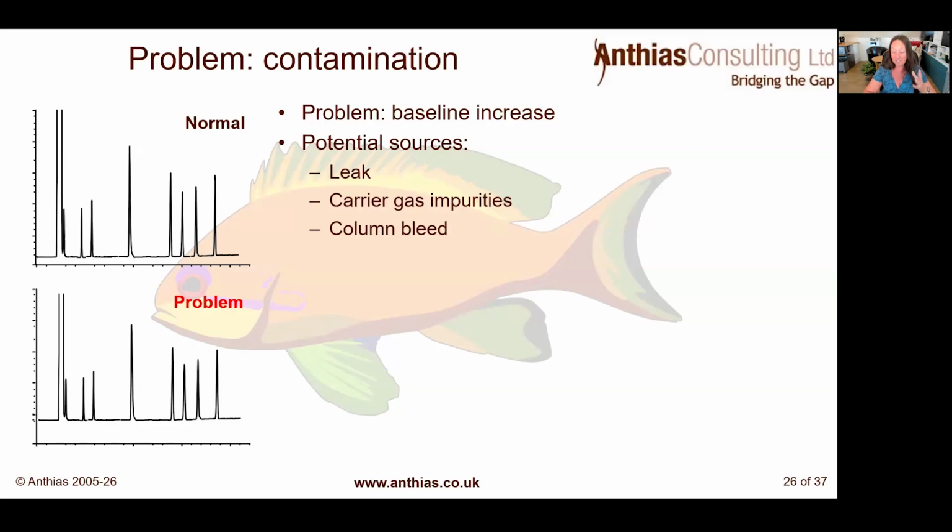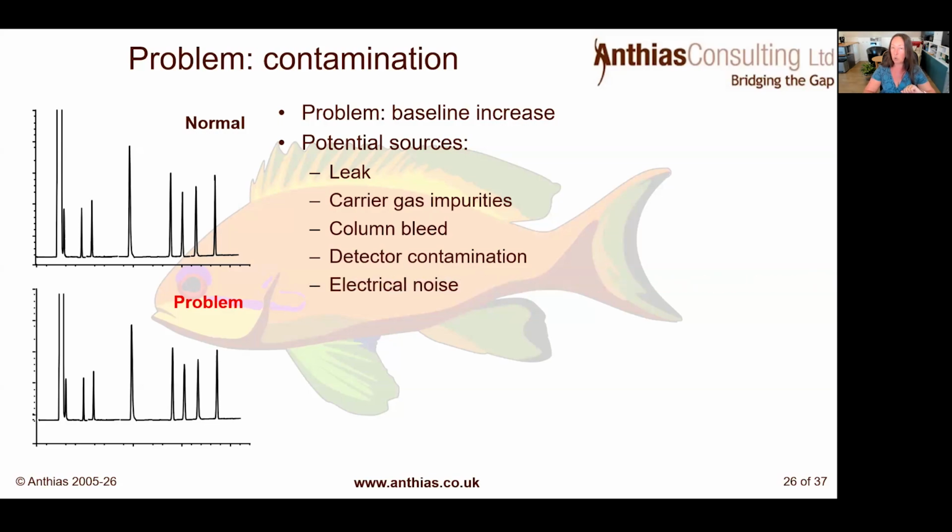It could be our column bleed. Again, if it's column bleed, why is the column damaged? Trying to track down the reason for it, as well as fixing the problem, is important. It could be that your detector is contaminated, so you haven't cleaned your detector for a little while. And again, think about why it is contaminated. Is it because of extra column bleed going through there because you've got a leak?